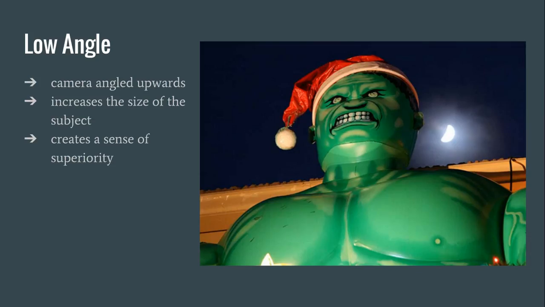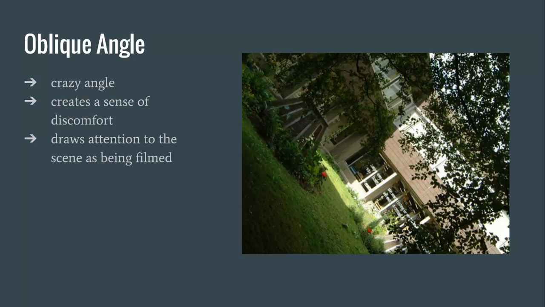Low angle, the camera is pointed upwards. It increases the size of the subject, and it creates a sense of superiority. Next angle is oblique angle. It is a crazy angle. It creates a sense of discomfort, and it draws attention to the fact that the scene is being filmed. So think of like Blair Witch Project.